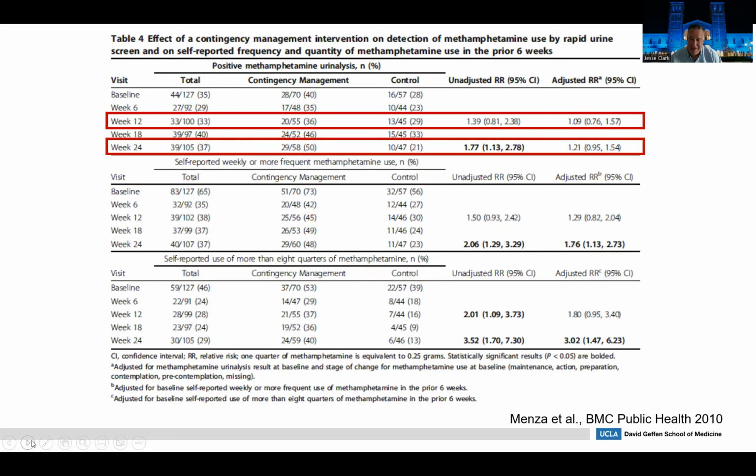And since then, this study has been used as a cudgel to beat Dr. Shoptaw, myself, and anybody else trying to do research on contingency management, because people say, see, it just doesn't work in real world circumstances. You can see at week 12, there was no significant difference in urine drug screens for methamphetamine in the intervention versus control arms. In fact, it seems like it gets worse as time goes along. But next slide, there's reasons for this.